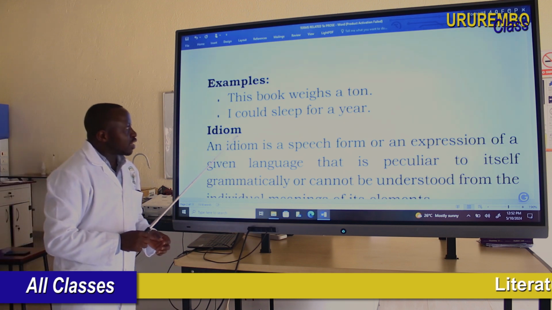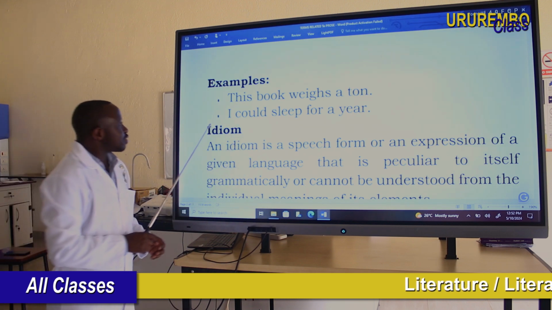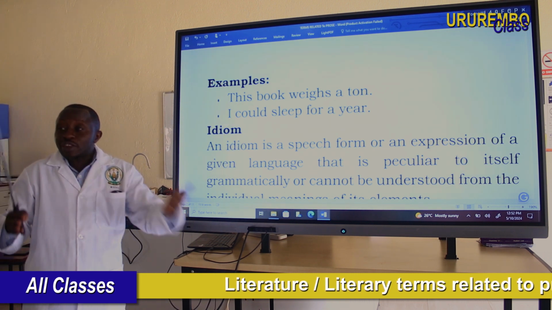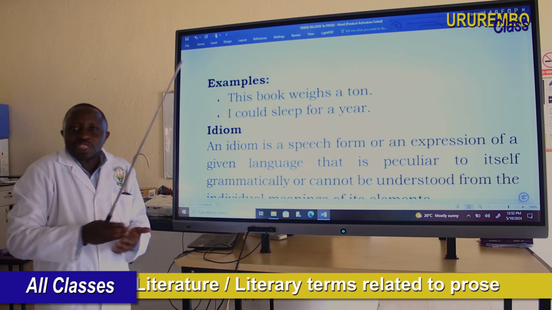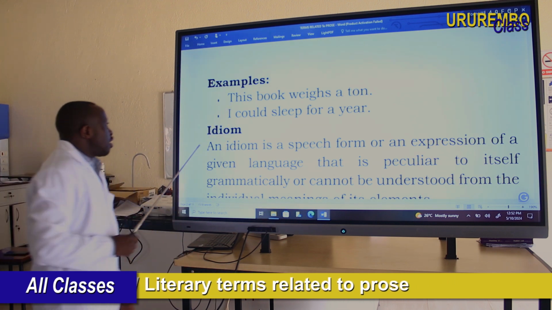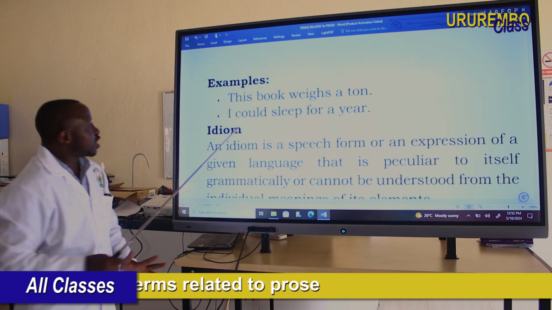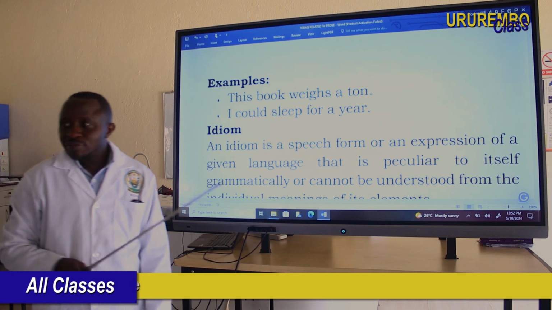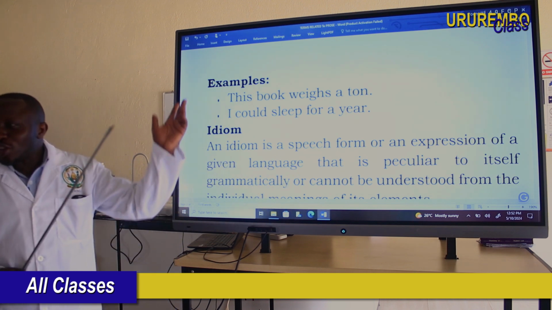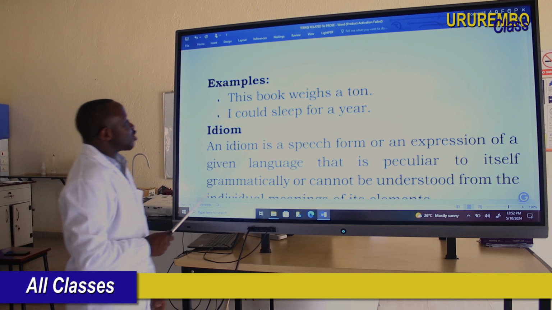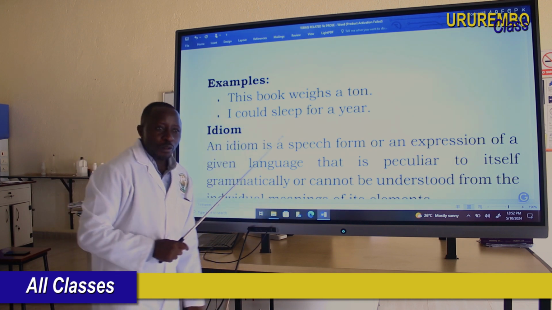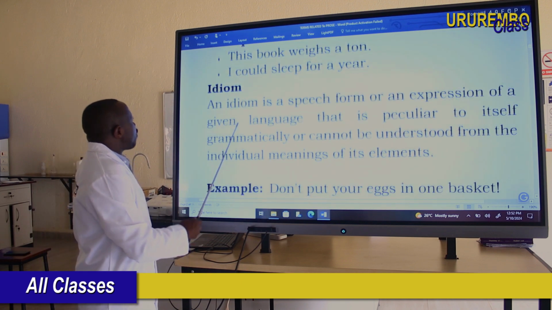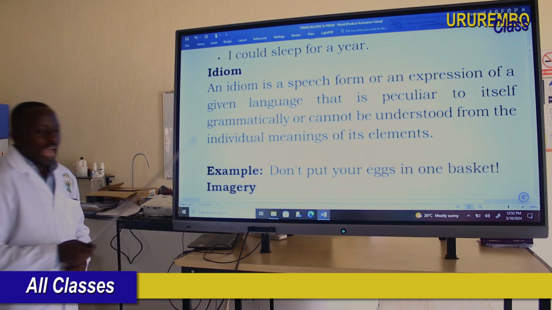Now, dear students, listen to these examples. This book weighs a ton. Did you find a book that weighs a ton? Impossible. But this is exaggeration. Anyway, the second example, dear student: I could sleep for a year. There is no one who can sleep for 1 year. Okay? Even 1 week it is not possible. So this is exaggeration. So this is hyperbole. Seems impossible.